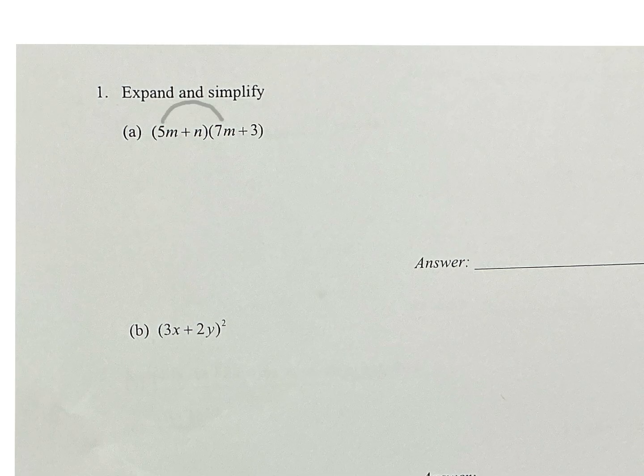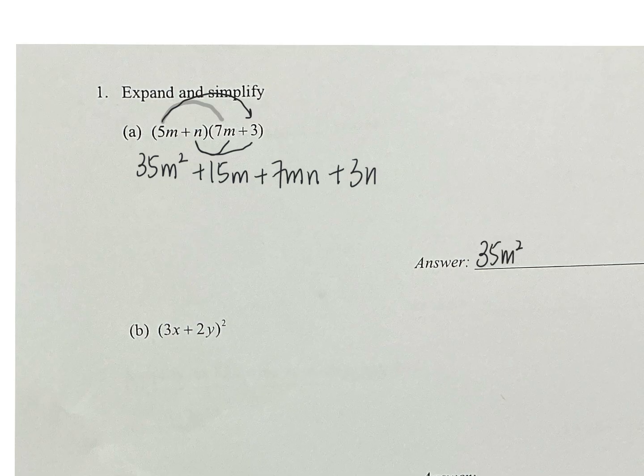So 5m times 7m is 35m square. 5m times 3 is 15m. N times 7m is 7mn. And then the last one is 3n. They share nothing in common, so this whole thing is the answer. Don't go and add them.